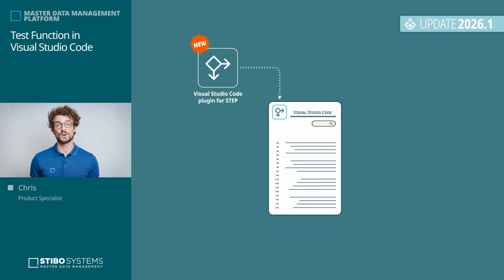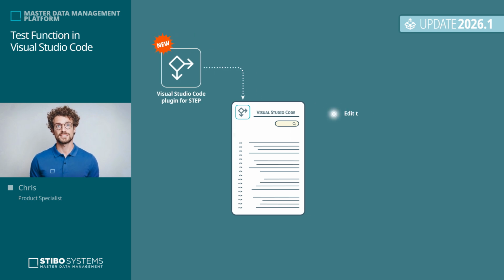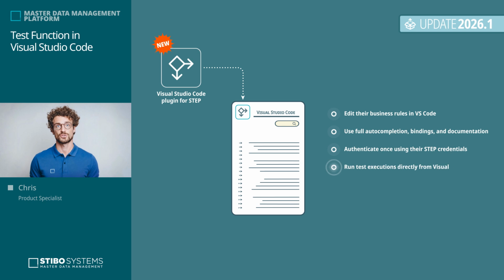Once the plugin is installed, developers can now edit their business rules in VS Code, use full autocompletion, bindings, and documentation, authenticate once using their STEP credentials, and run test executions directly from Visual Studio Code. No more switching between applications. No more save, close, test, reopen cycles.